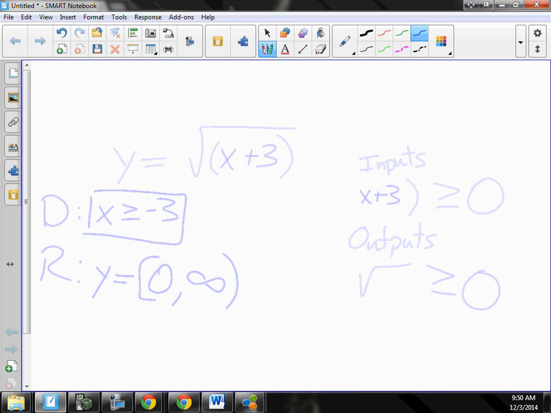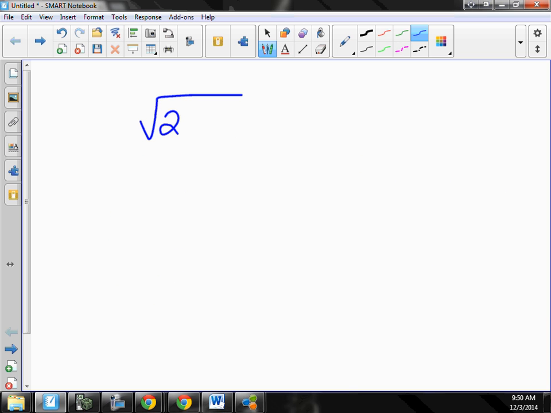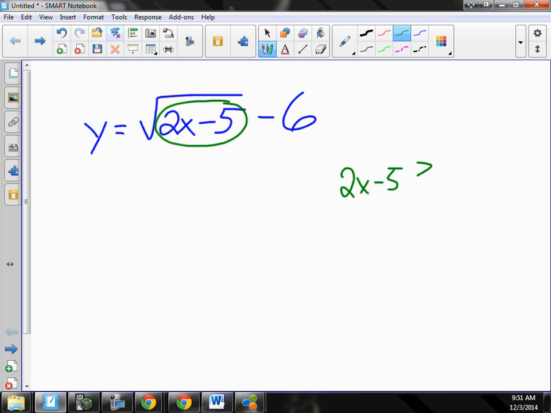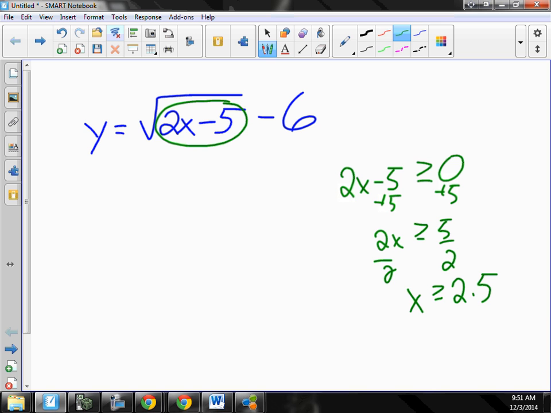Okay? So let's look at this. Okay? And let's do... So, if I want the domain, I set this greater than or equal to 0. So 2x minus 5 is greater than or equal to 0. I add 5. 2x is greater than or equal to 5, and I divide by 2. X is greater than or equal to 2.5.